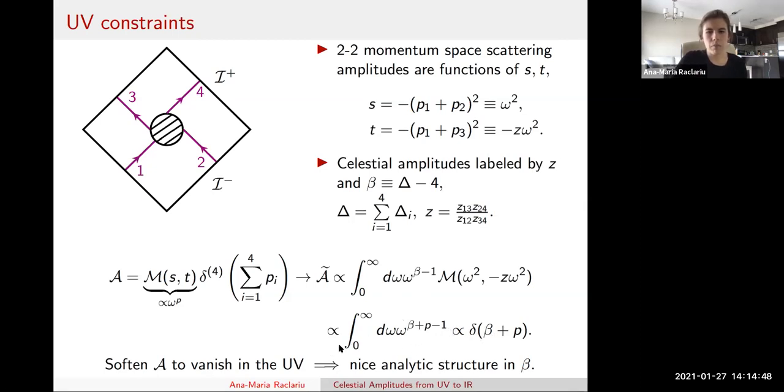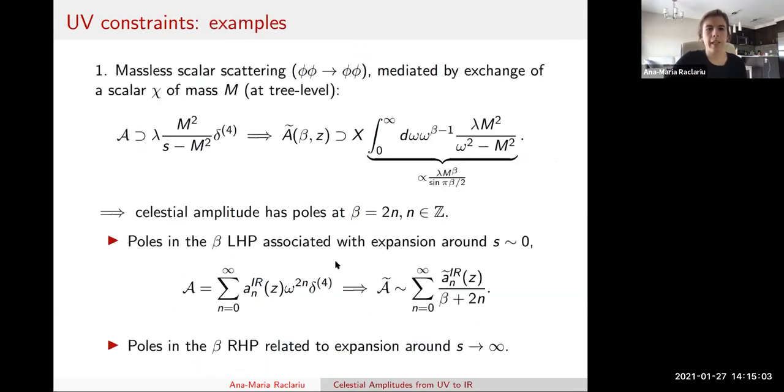So we already see that we need some kind of input about what happens in the UV in order to have well-defined celestial amplitudes. And this is what we're going to be studying next. To see how this comes about, we can consider a simple example of massless 2-to-2 scattering mediated by the exchange of a massive scalar of mass m at tree level.